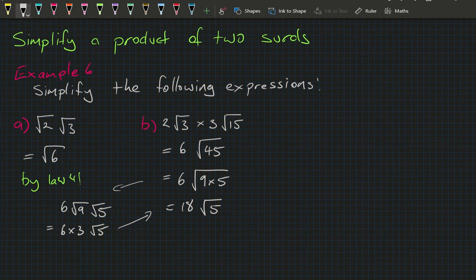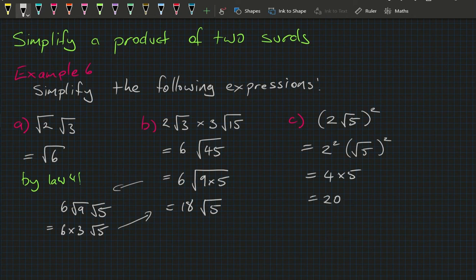All right, let's move on to part C, where the expression is 2 times the square root of 5, all squared. So using our index law 4, that's going to equal 2 squared times the square root of 5 squared. And you should know by now that the square root of 5 squared is 5, right? So that's now equal to 4 times 5, which equals 20. You need to be sure of the fact that the square root of x squared is equal to x. And hopefully there's no doubt in your mind that 2 squared is 4.